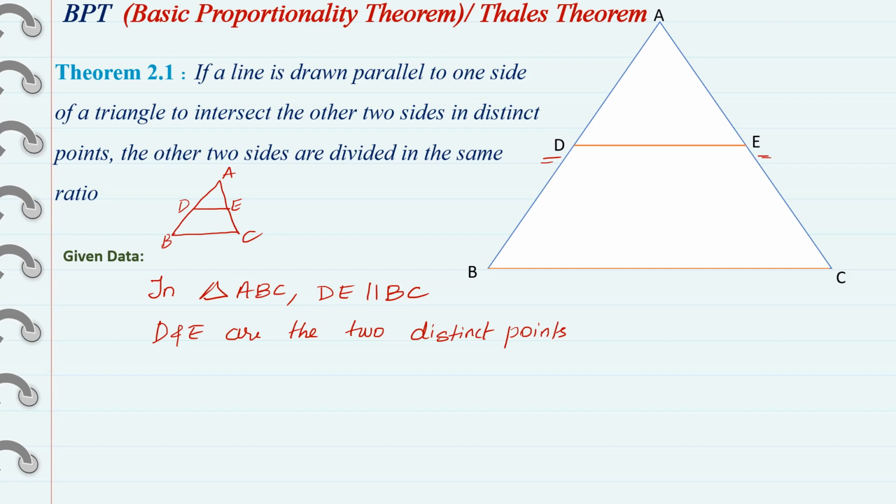So what we have to prove? We have to prove that the other two sides, which is the other two sides? One side you have drawn parallel, that is BC. Apart from BC, which are the other two sides? AB and AC, okay. How AB is divided? AB is divided as AD and DB. And how AC is divided? AE and EC, right? So are divided in the same ratio.